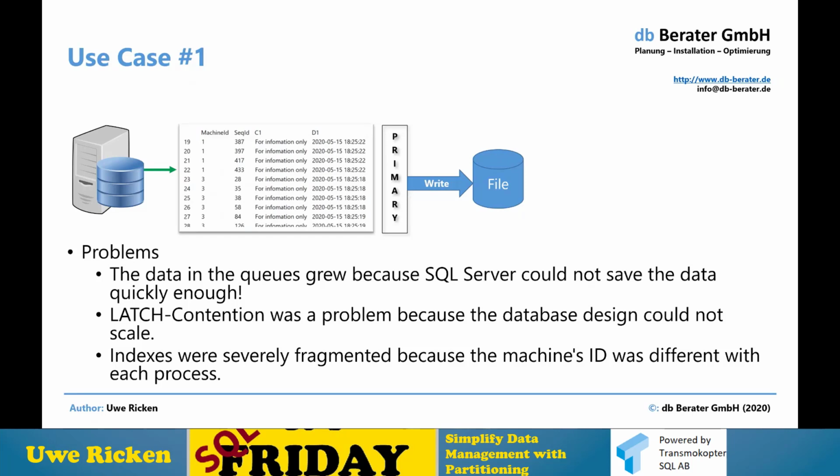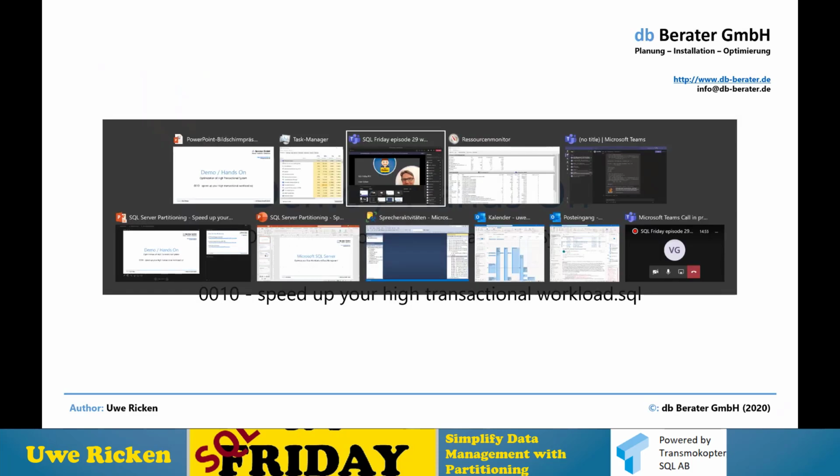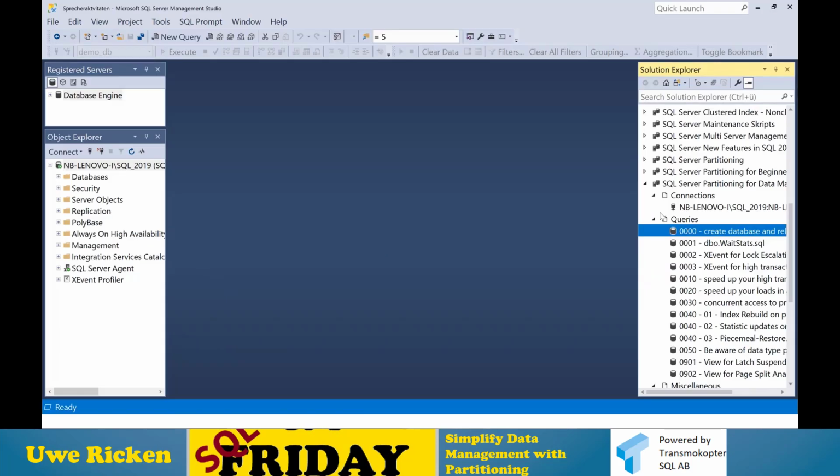The third point was, by the way, that by default with this implementation the indexes were severely fragmented, because the machine IDs were different with each process when the data came in. And this is something we want to cover, or want to improve, by partitioning.